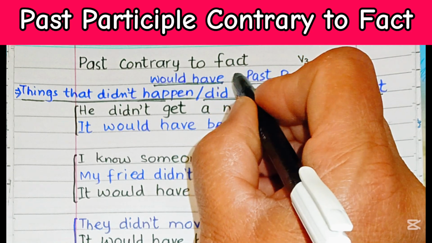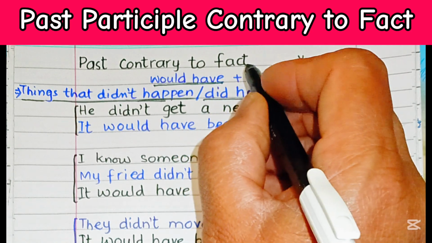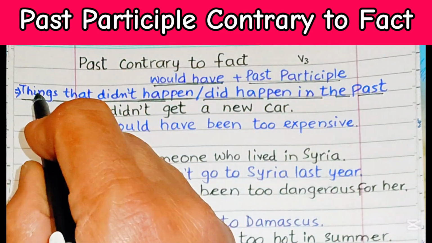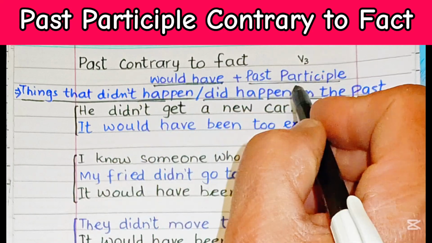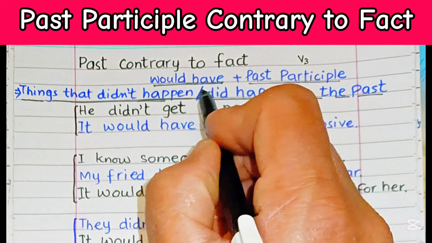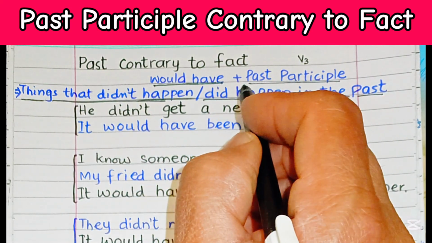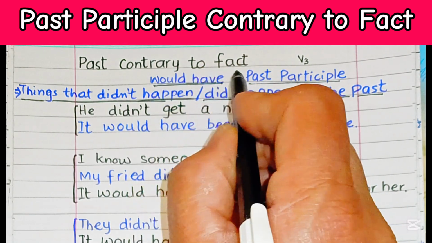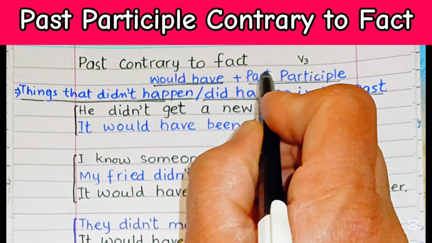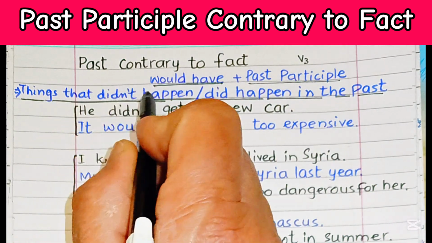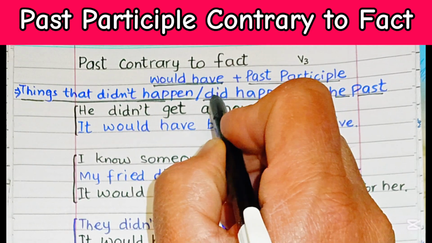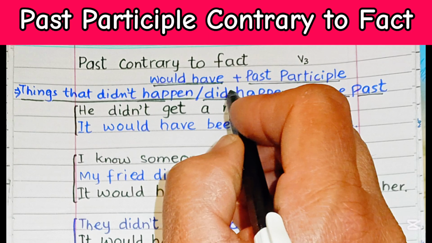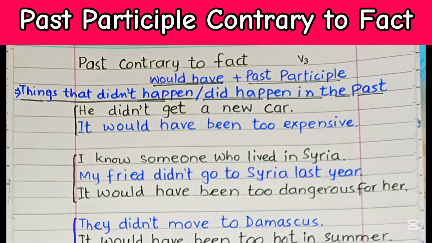Use this combination to talk about things that didn't happen in the past, or things that did happen in the past. So this structure, this combination of would have followed by past participle, may be used for things that didn't happen in the past or things that did happen in the past, for both of them. Let's take this example first.